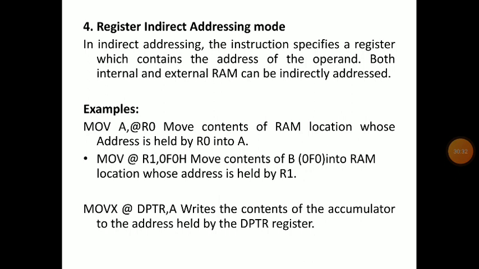Move the contents of B into the RAM location whose address is held by R1. The B register will have some contents. The data has to be moved to the address mentioned by R1. R1 already contains some data, that is some binary digits that represent another address in the memory location. So that memory location is filled by the contents of the B register.